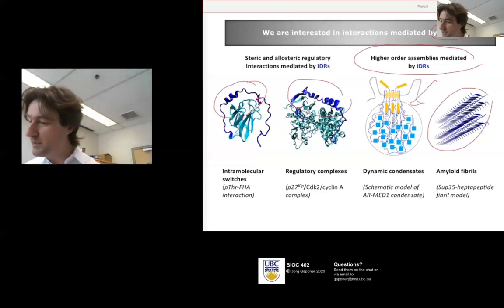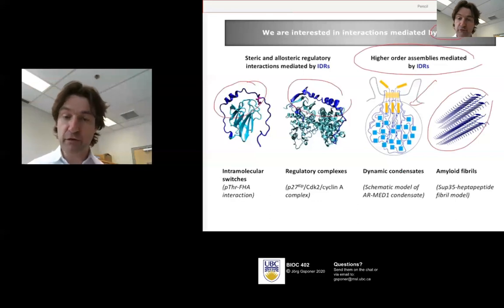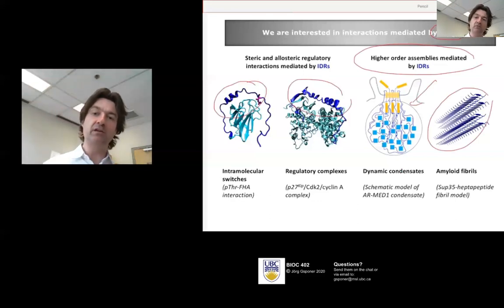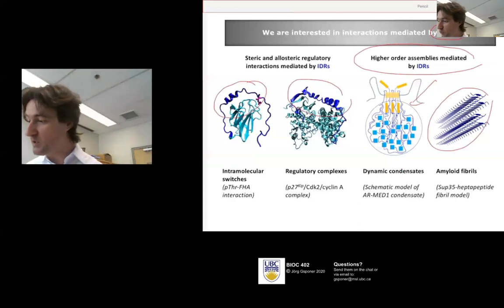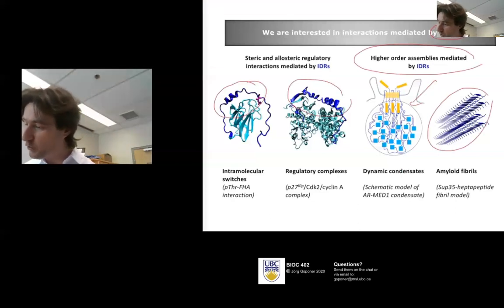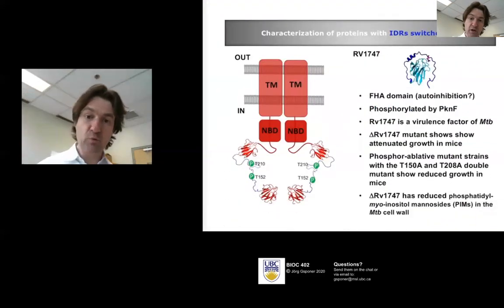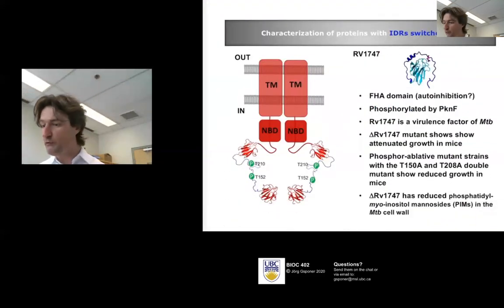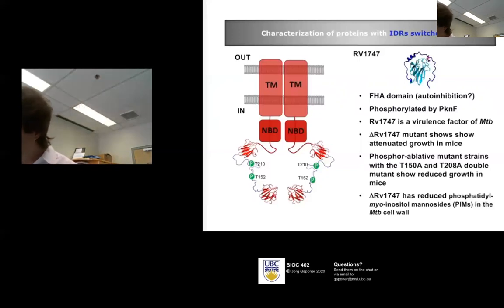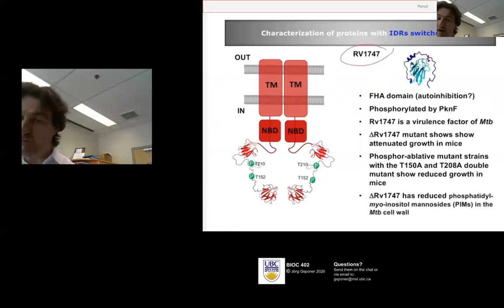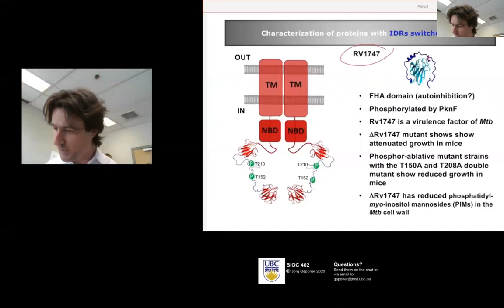In order to study this type of interactions, we use a variety of methods, mainly computational, but in the last couple of years, we've also started doing experiments, atomic force microscopy, and other types of experiments. So the system for which I'm looking for a student is this RV1747 virulence factor from MTB.